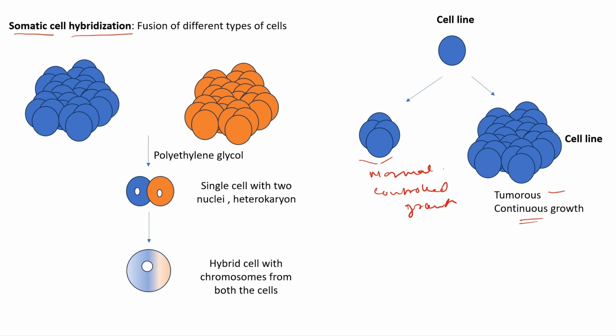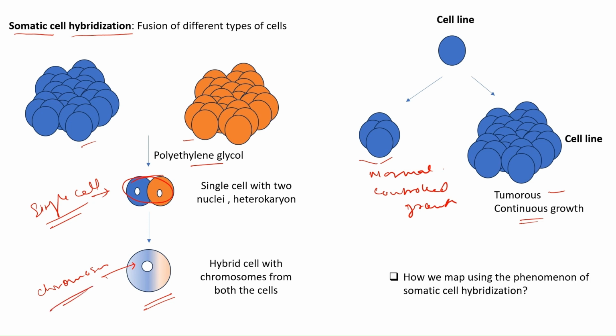When we take one cell from each of two such somatic cell lines, we can fuse both cells with the help of polyethylene glycol. Now both the cells are fused and it is a single cell, but the single cell consists of two nuclei. So the cell fusion has happened, but the nucleus fusion has not taken place. Further, in due course of time, the nuclei also combine, and we call this a hybrid cell with one cell and one nucleus. But this nucleus consists of chromosomes from both the somatic cells.